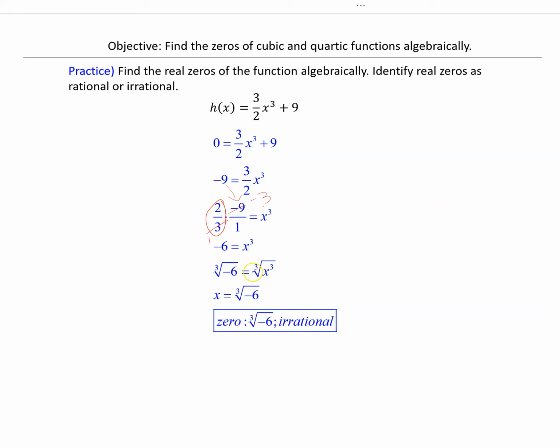And then we have to take the cube root of both sides to undo the power of 3, and that gives you the cube root of -6. So hopefully this time, if you said imaginary in the previous practice problem, remember this is irrational, not imaginary, because it's a cube root. All right, let's see what's next.